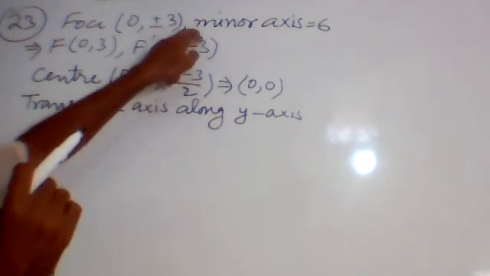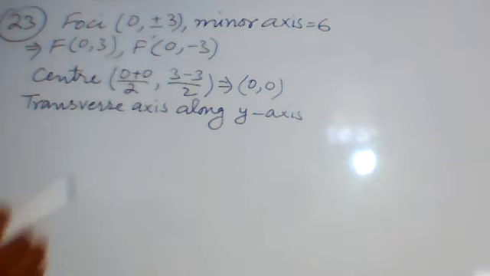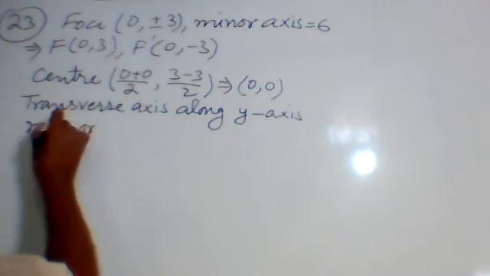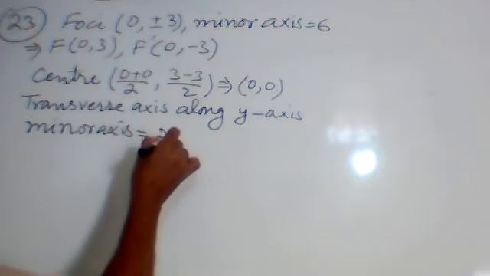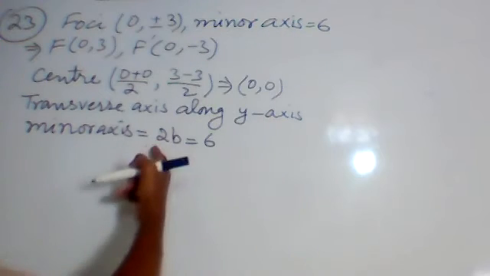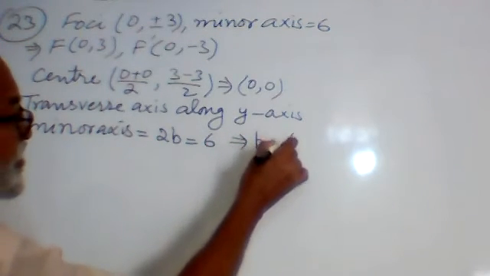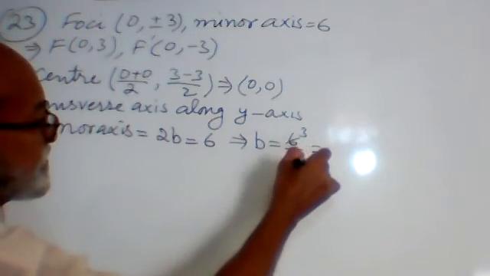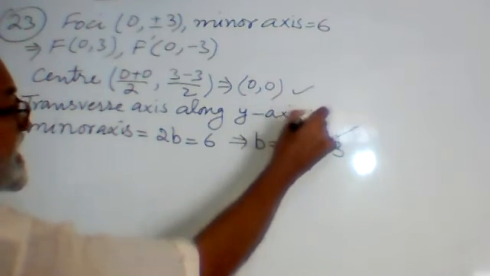Now it is given minor axis is 6. So minor axis is 2b, which is equal to 6. That means 2b is equal to 6. So we'll find the value of b. b will become 6 over 2, so that is 3. So b is 3, the center is this, and the transverse axis is the y axis.